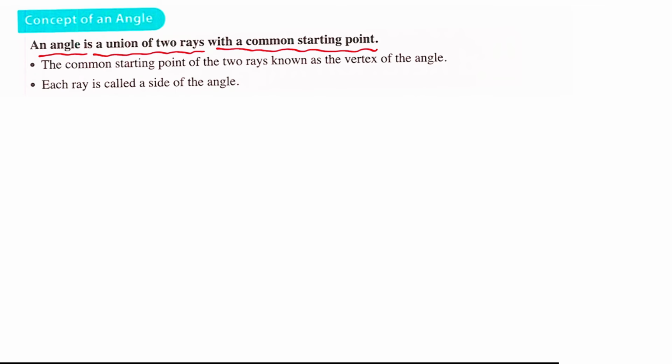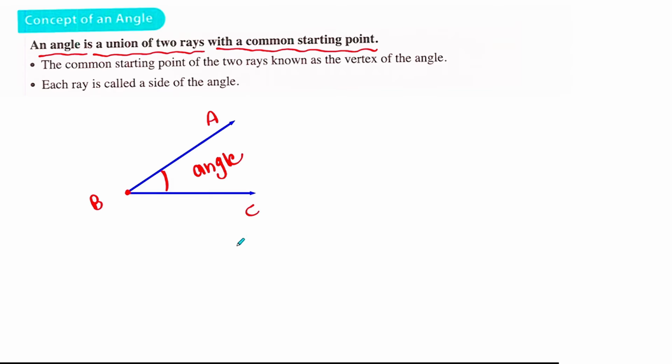So, the very first and most important thing here, if I were to draw a ray like this, for instance, and then a second, separate ray, when these two rays meet at the same start point, it forms something called an angle here. Here it is called an angle. And here it is designated as angle ABC.